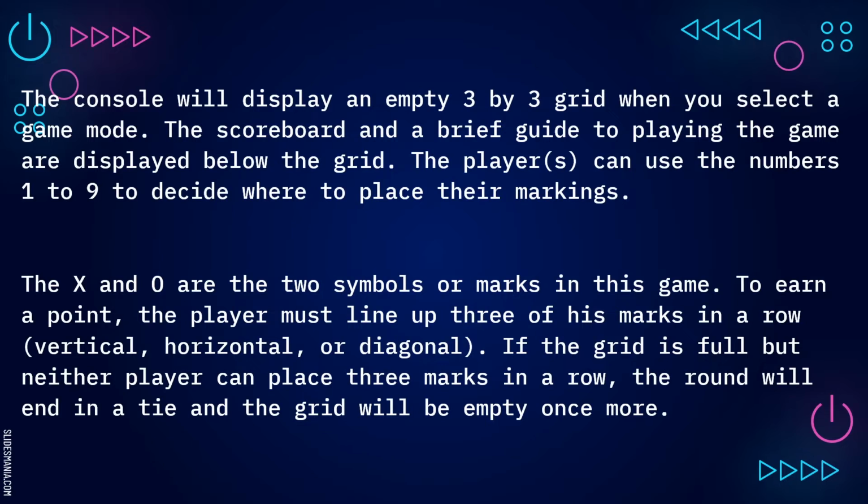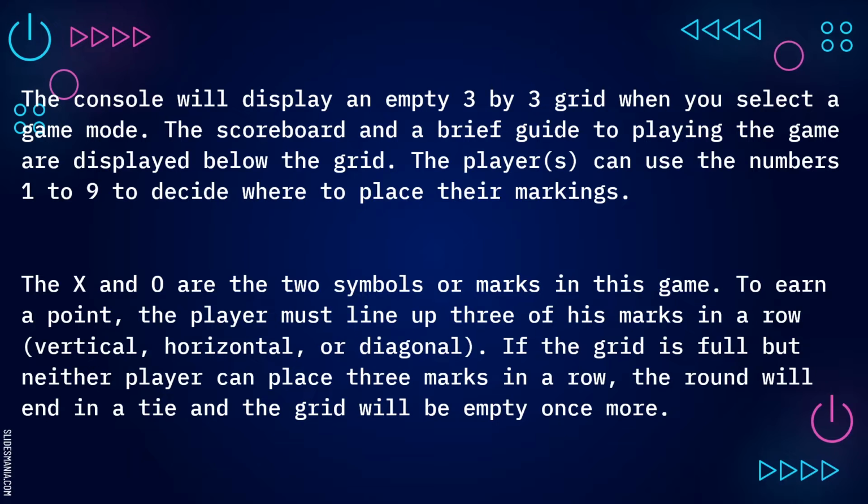The console will display an empty 3x3 grid when you select a game mode. This 3x3 grid actually has a figure, and in the later part of our presentation, one of my group mates will be the one to show it. The scoreboard and a brief guide to playing the game are displayed below the grid. The players can use the numbers 1 to 9 to decide where to place their markings. The X and O are the two symbols or marks in this game. To earn a point, the player must line up 3 of his marks in a row. It's either vertical, horizontal, or diagonal.